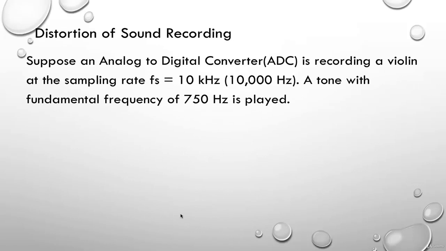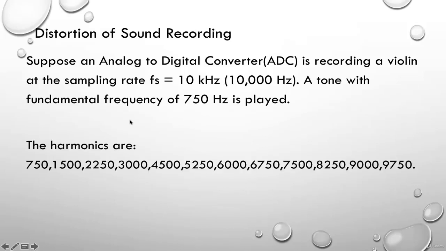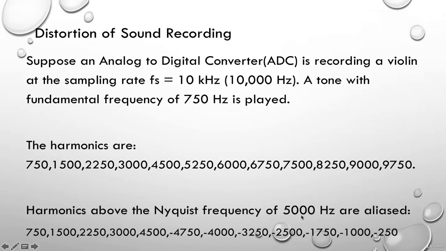Okay, so here's an example of distortion that is caused by aliasing. Suppose I play a violin at a frequency of 750 hertz, and I'm sampling at 10,000 hertz. Suppose that the violin has the following harmonics, which are multiples of the fundamental frequency. So when I play this note, it has all of these harmonics that give it that sound. Now, because I'm sampling at 10,000 hertz, my Nyquist frequency is 5,000 hertz, which is around right here, and that means that everything outside of that would be aliased into it. So everything outside of 5,000 hertz is aliased.